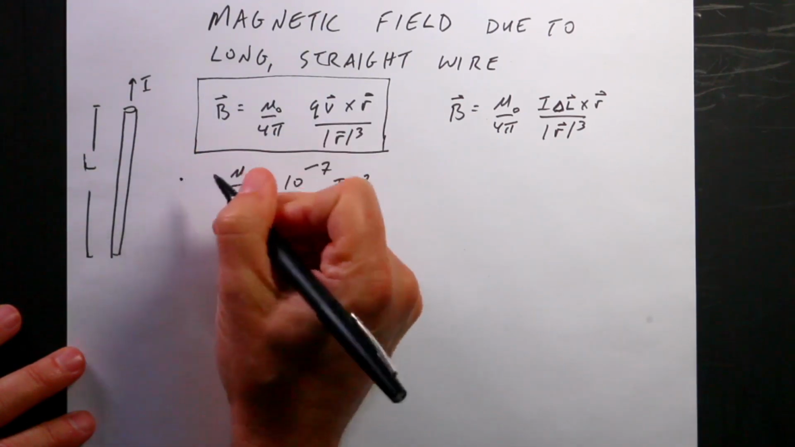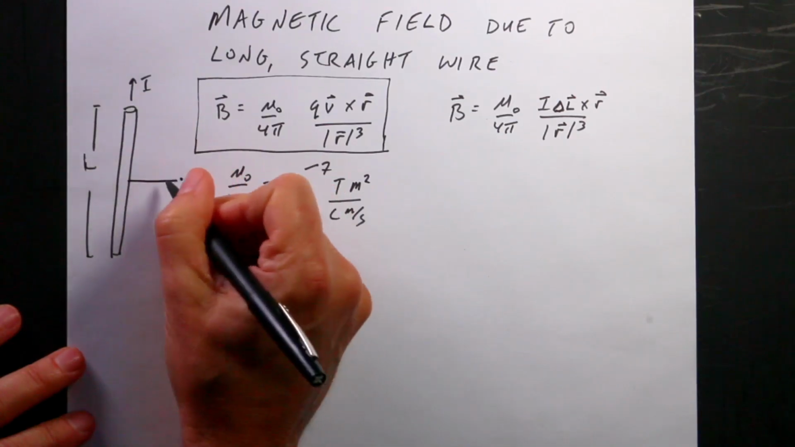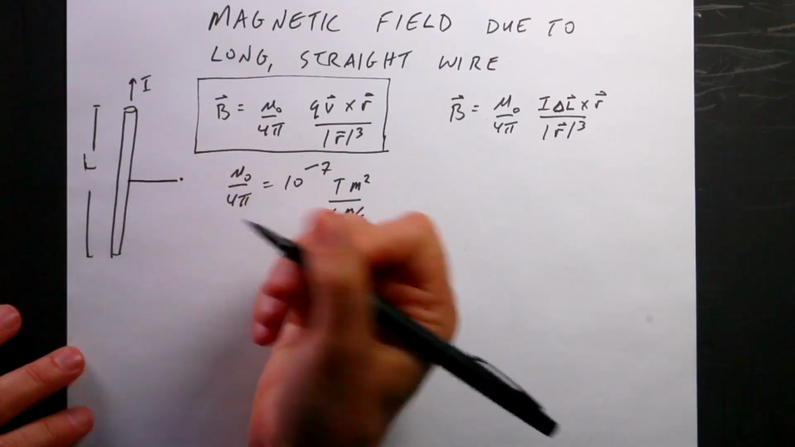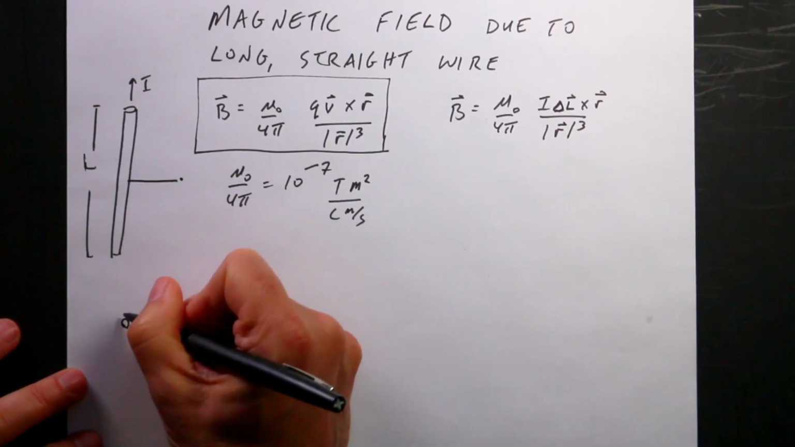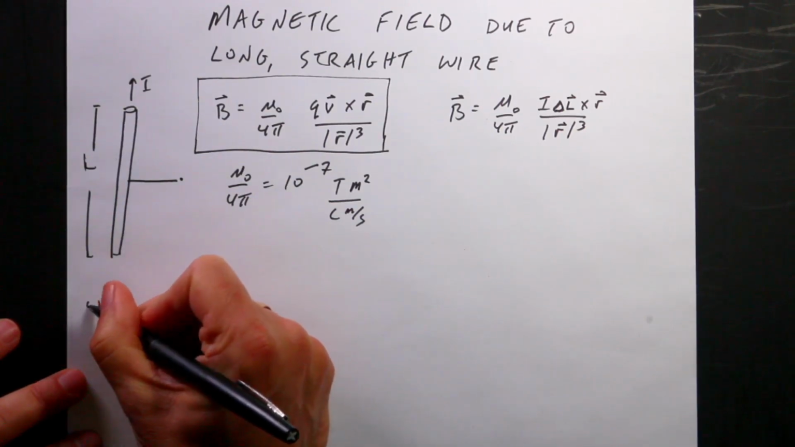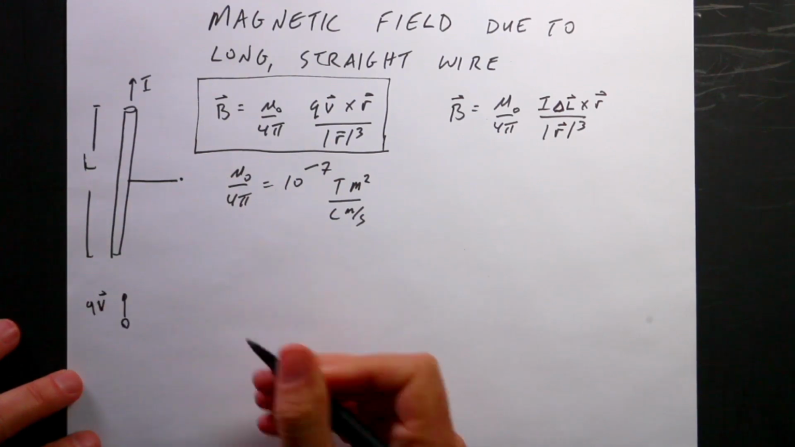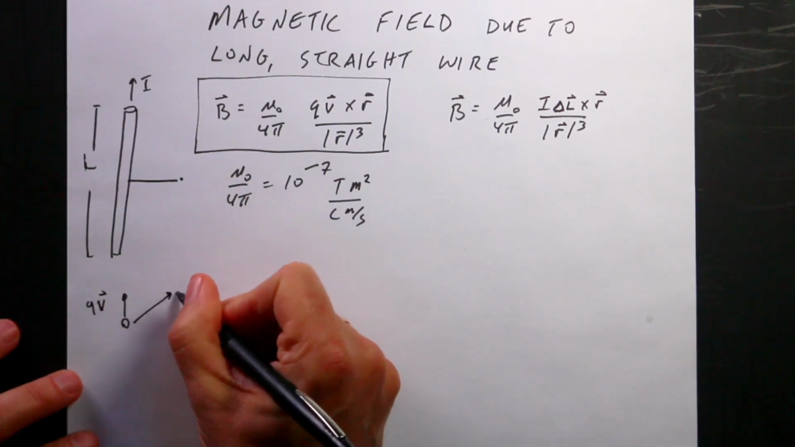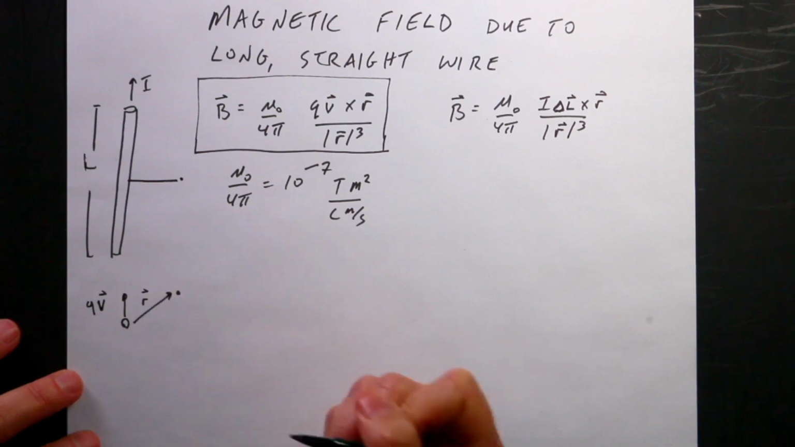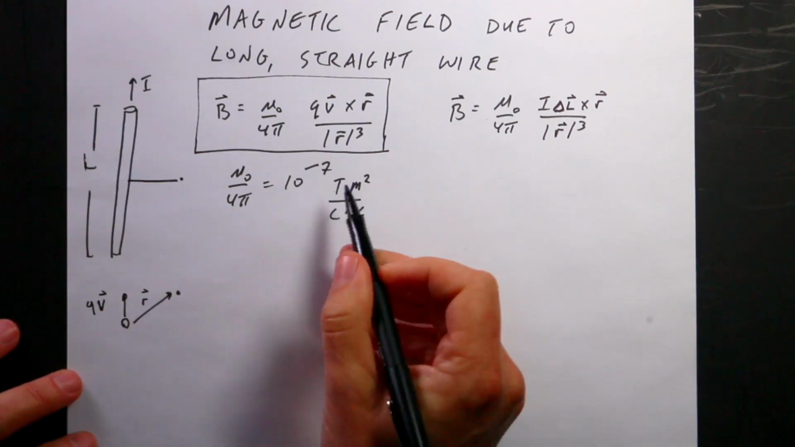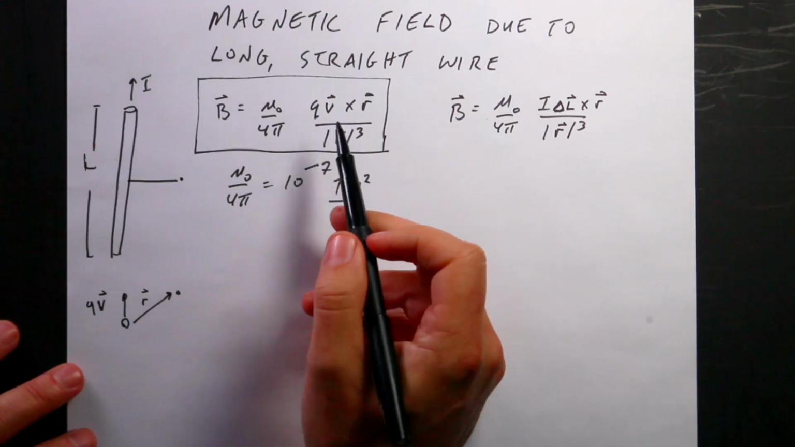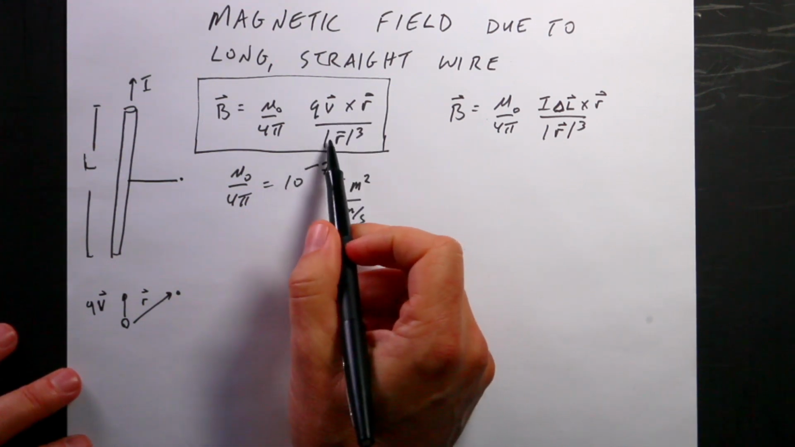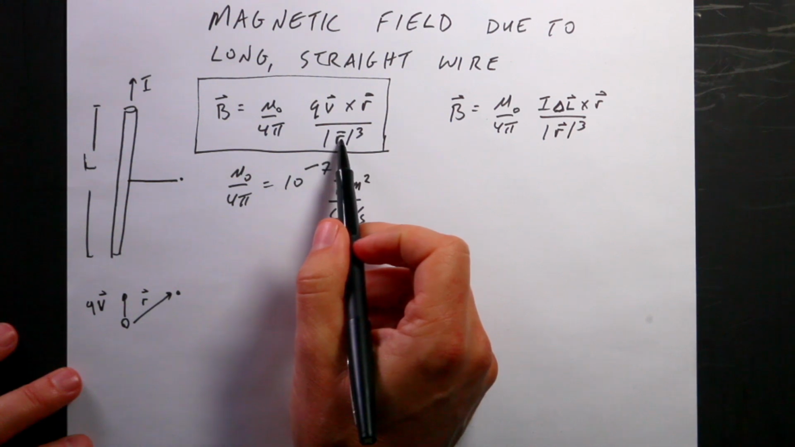So let's say a moving charge. Here's QV going like that. And then maybe R is over here, and that's the location where I want to find the magnetic field. And then it's QV cross R, that's the vector cross product, and then R cubed.